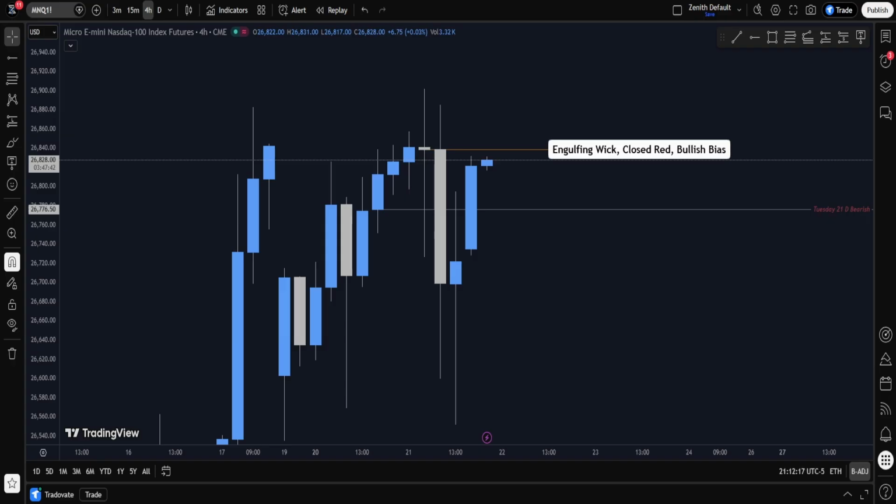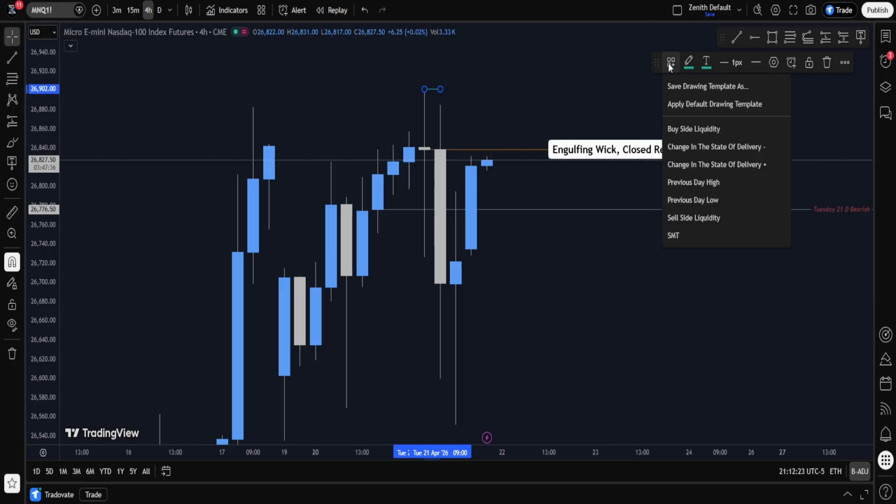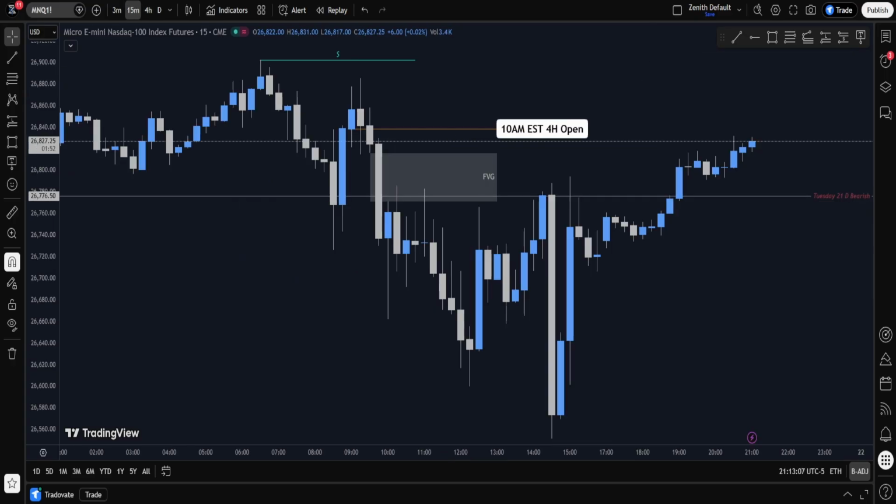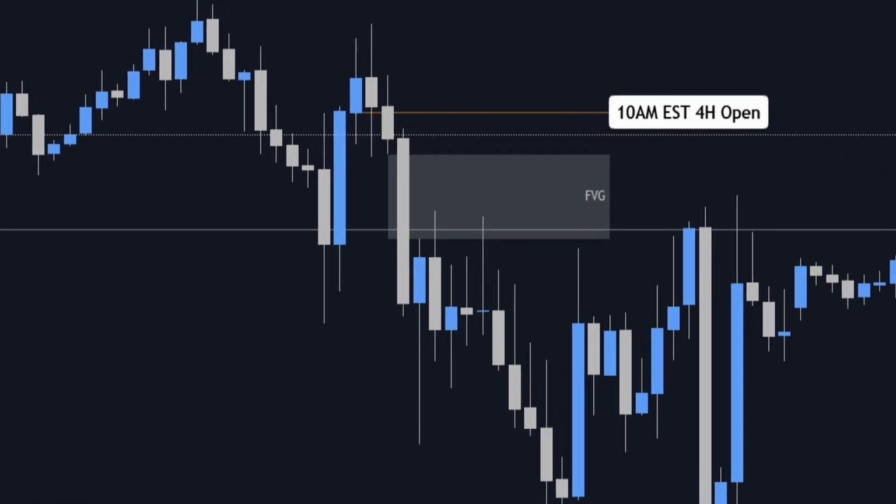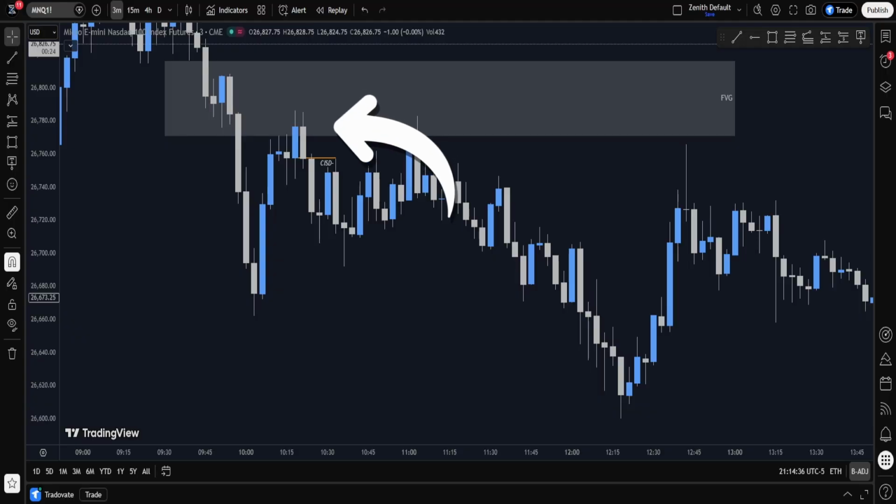As you can see in yesterday's situation, the 6 a.m. candle actually closed with a bullish bias, so we would label this as buy-side liquidity needing to be swept, or a 15-minute fair value gap or order block needing to be generated. On the 15-minute, this is the first fair value gap that was formed after the 10 a.m. Eastern 4-hour candle opened, since it didn't sweep the liquidity above. Price taps into the fair value gap, and then drops down and causes the change in the state.